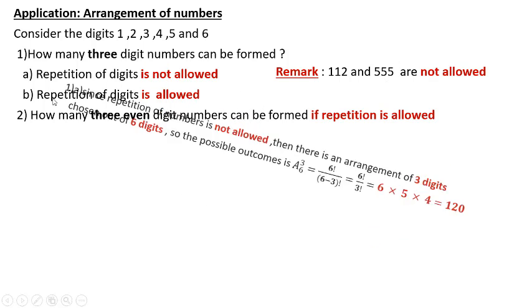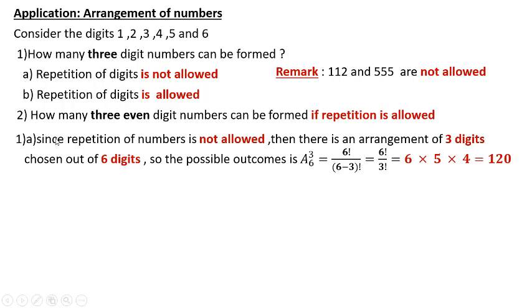Now solution of A. Based on the fact repetition of numbers is not allowed, in this case there is an arrangement of 3 digits chosen out from a collection of 6 digits. So the possible outcomes is A, 3 out of 6, equal 120.